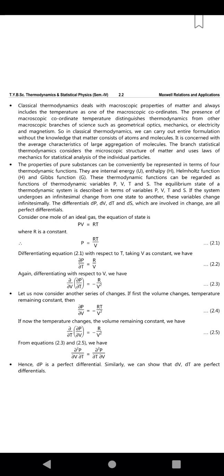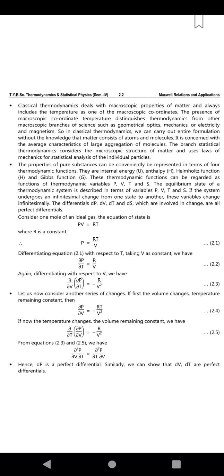We know that the ideal gas equation is PV equal to nRT, where n is the number of moles. For 1 mole of ideal gas, the equation becomes PV equal to RT, where R is the universal gas constant. Therefore, from this equation we can write P equal to RT upon V. Now differentiate this equation with respect to T, taking V as constant, where T is the temperature and V is the volume of the gas.